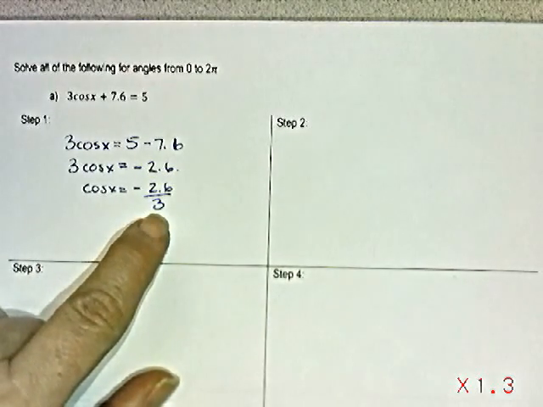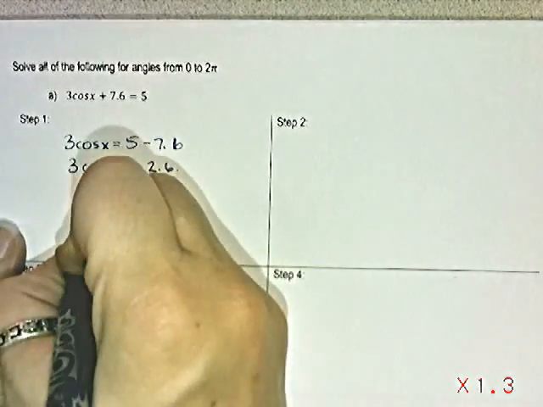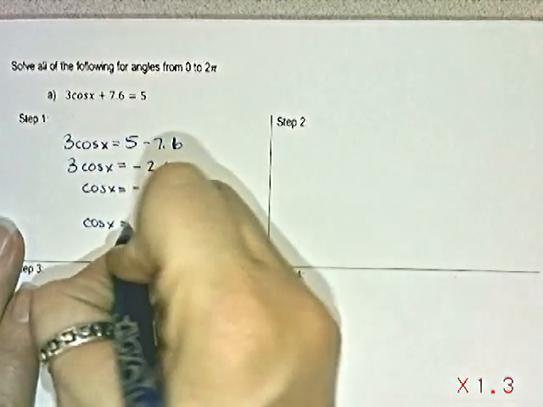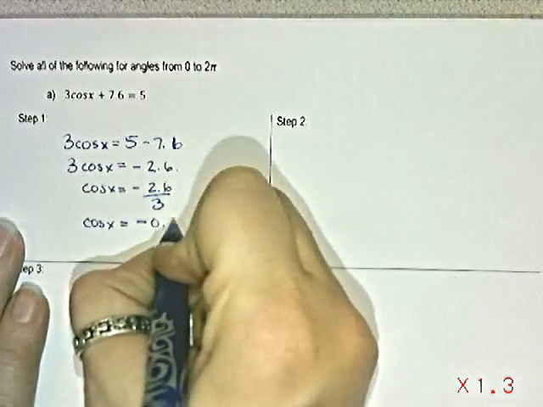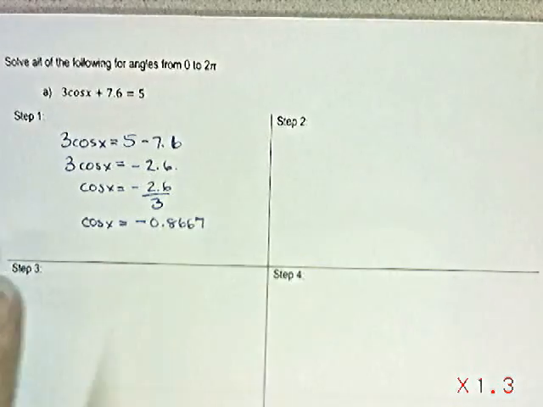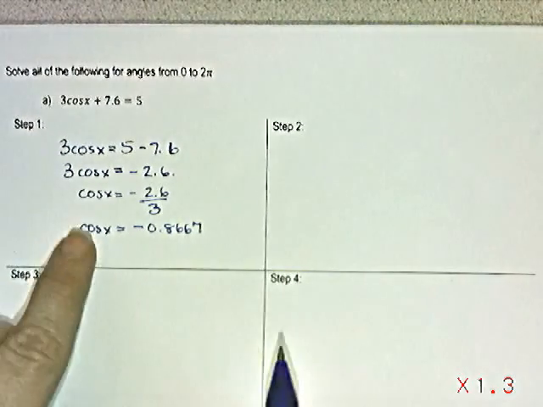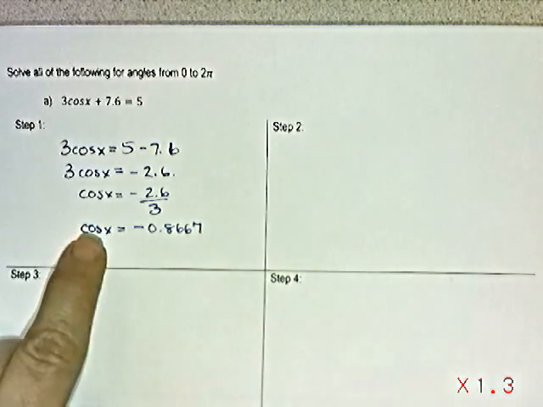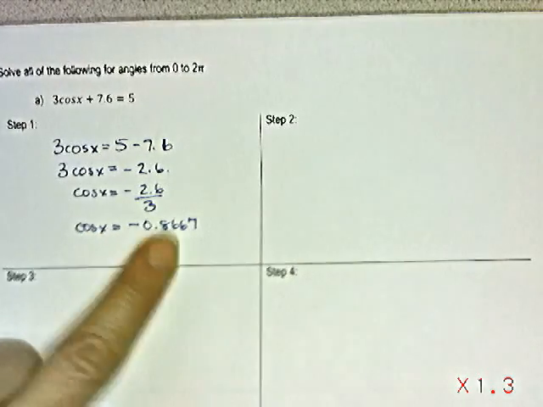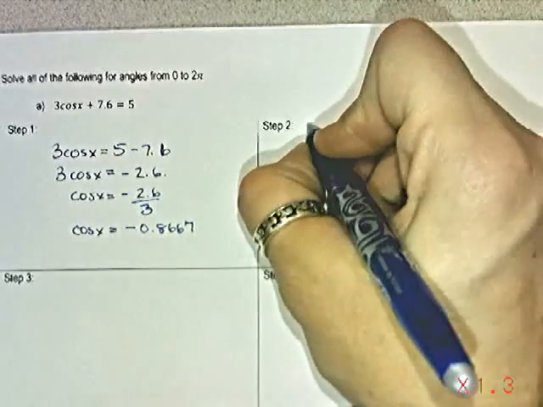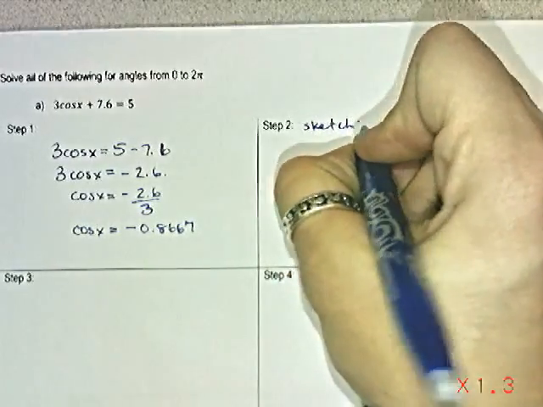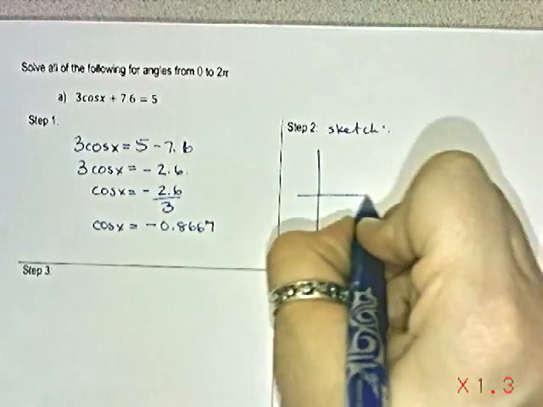Now, this you can actually put into your calculator, or if you want a rounded decimal, then carry at least 4 decimal places of accuracy to have any kind of accuracy in our angle. And so here I have isolated my trig ratio, cos of an angle equals a number. Now, step 2, remember, was to sketch. And so let's sketch cosine.